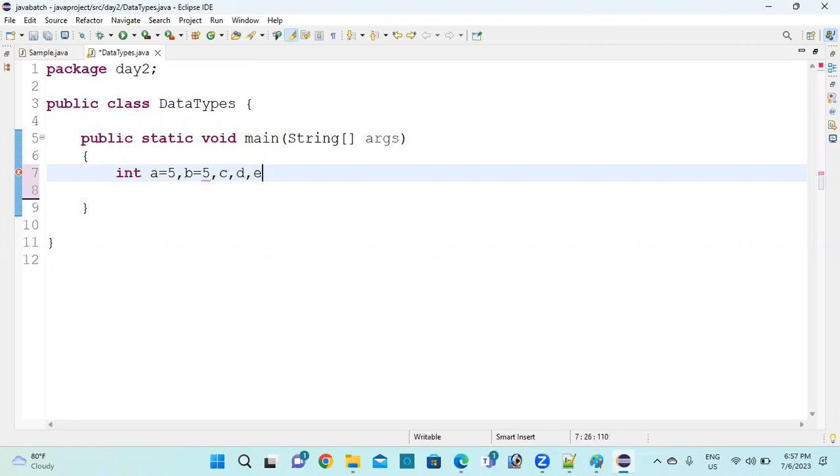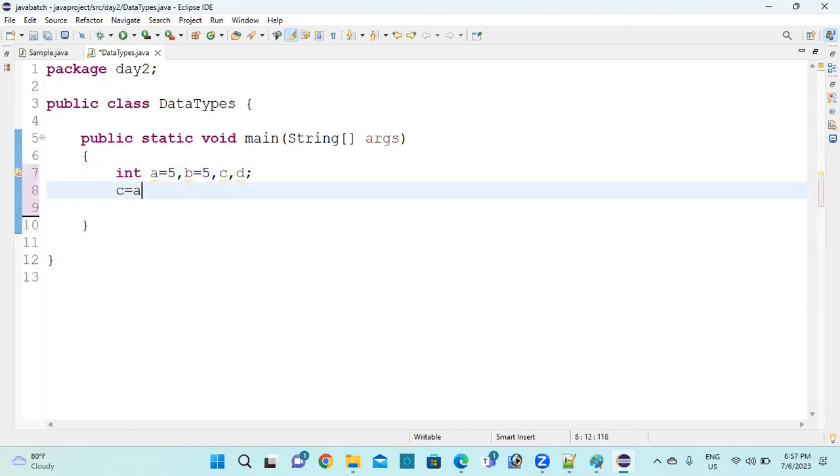Arithmetic operators you know very well, so there is no need to tell about this. Only two operators you have to learn in this. Plus, minus, multiplication, division, you know. So you should know about division and modulus. I'm going to tell those two only.